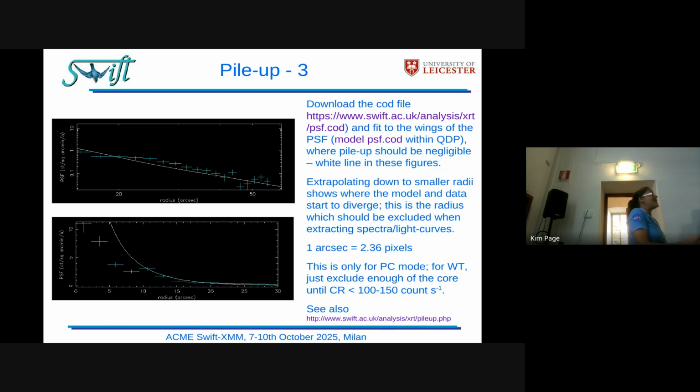If you are really concerned about pileup, always exclude more than it looks like it should be. The problem is, of course, then you get fewer counts, so your error bars get bigger. The pileup will harden the spectrum. If you don't remove pileup, it will harden the spectrum. Yeah, it makes the power law index harder.